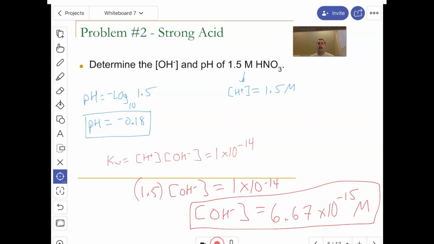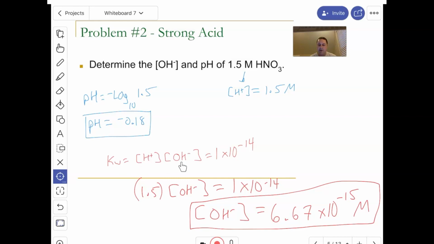All right, here's my answer for this. Because this is a strong acid, 1.5 molar nitric acid is equal to 1.5 molar proton concentration. If I take the negative log of the H plus here, I get a pH of negative 0.18. Now at this point, to get hydroxide concentration, I can figure out the pOH using pH plus pOH equals 14, and then do 10 to the negative pOH power. That's one way.